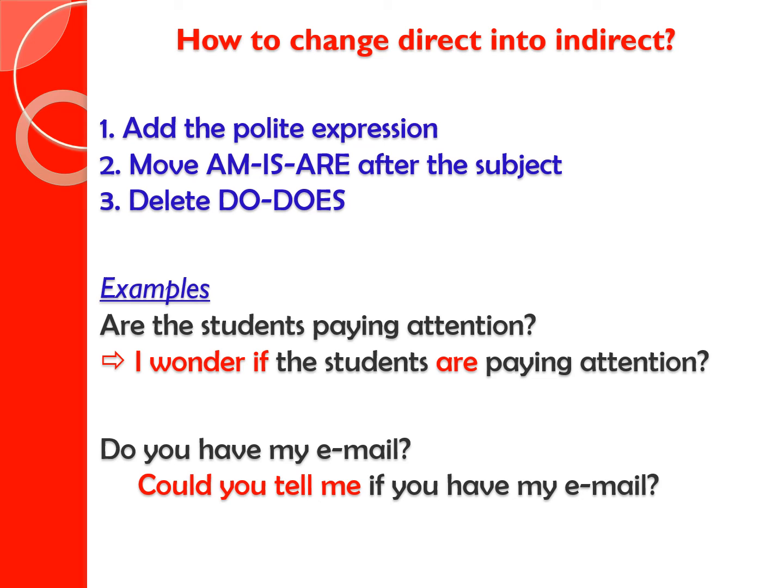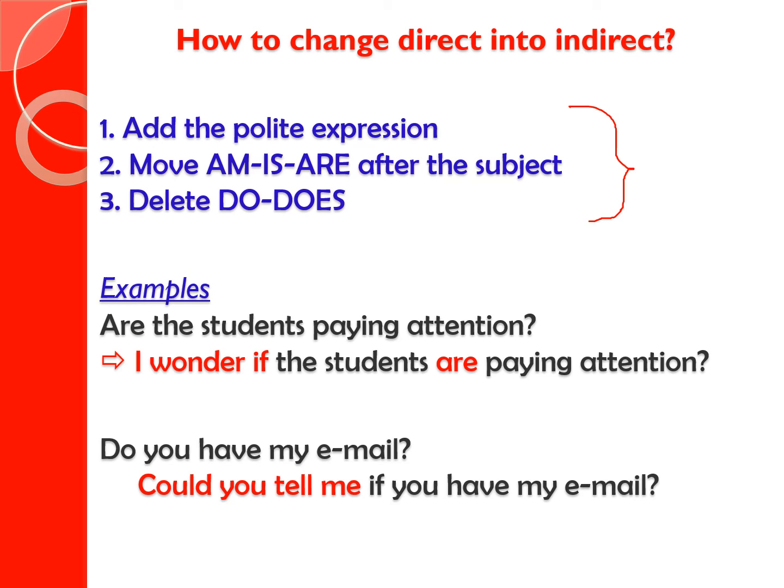How to change direct into indirect questions. Add the polite expression. Can you tell me? Do you happen to know? I wonder if, etc. Move am, is, are after the subject and delete do and does. I think it's very clear here. So you take this model here and then you can start making sentences or having some conversation with your friends, calling on the phones, do some practice using indirect questions, okay?